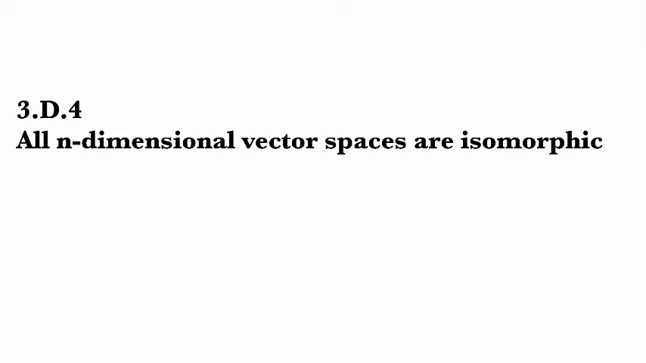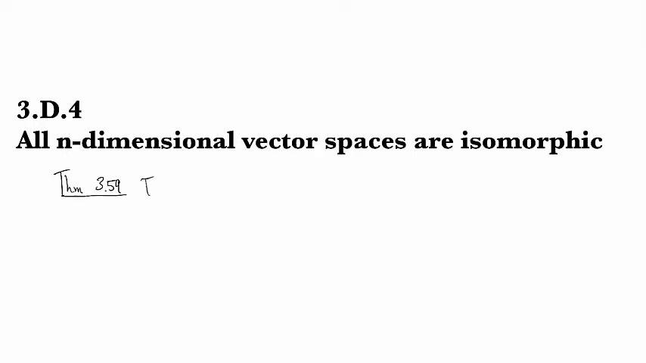Now we have one of the more important theorems from the chapter, actually from the book in general. So this one says that all n-dimensional vector spaces are isomorphic. Or more precisely, if we have two vector spaces, they're isomorphic if and only if their dimensions are equal.